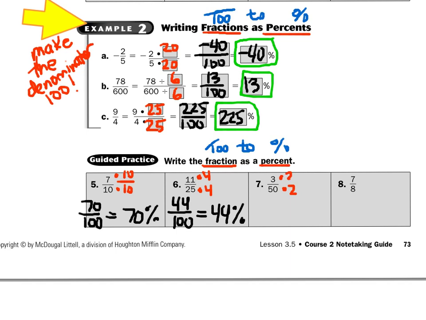Whatever I do to the bottom, I have to do to the top. So that would just give me 6 over 100, and 6 per 100 is just 6%. And I would box my answer. Now take a look at number 8.